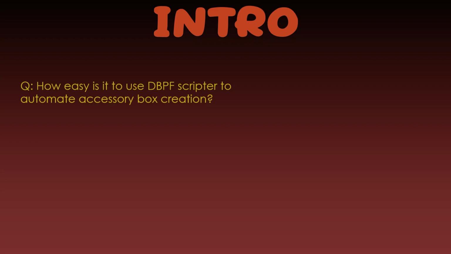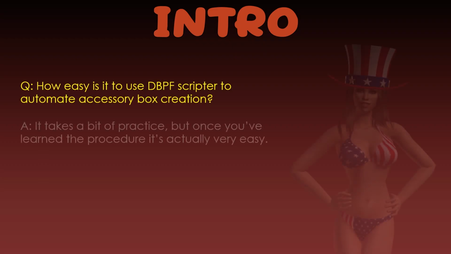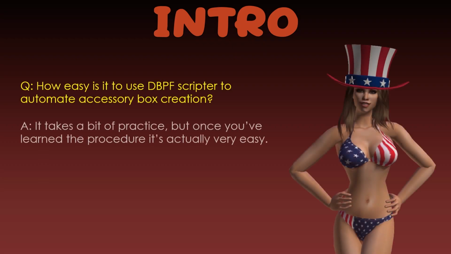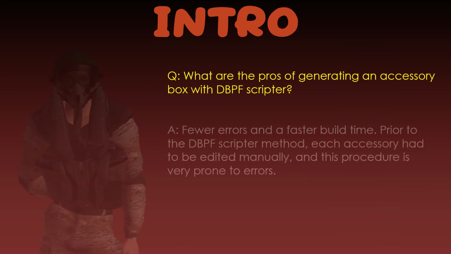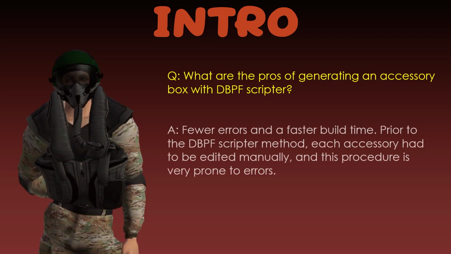How easy is it to use DBPF Scripter to automate accessory box creation? It takes a bit of practice, but once you've learned the procedure, it's actually very easy. What are the pros of generating accessories using DBPF Scripter? So you have fewer errors and a faster build time. Prior to the DBPF Scripter method, each accessory had to be configured manually, and that's a lot more prone to errors.